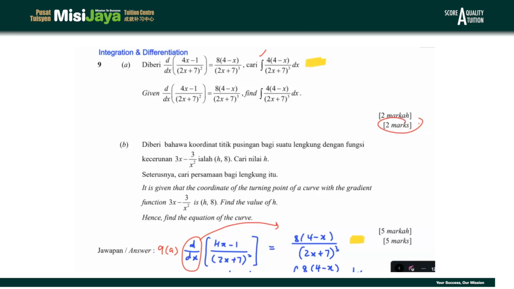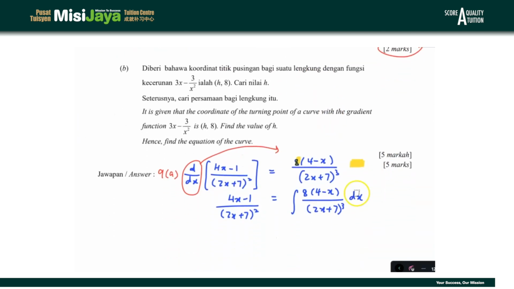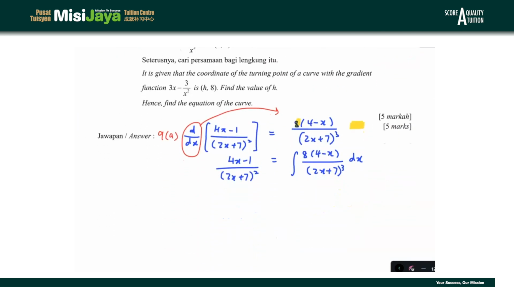So what's the difference here? The difference here is the 4 and the 8. So how am I going to change from 8 to 4? I divide by 2, 8 divided by 2. So which means that I have to put half here, and then half here. Does it make sense?